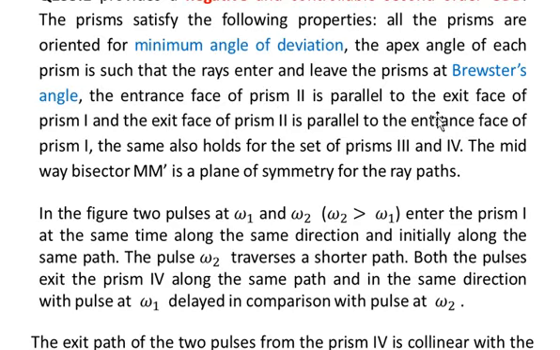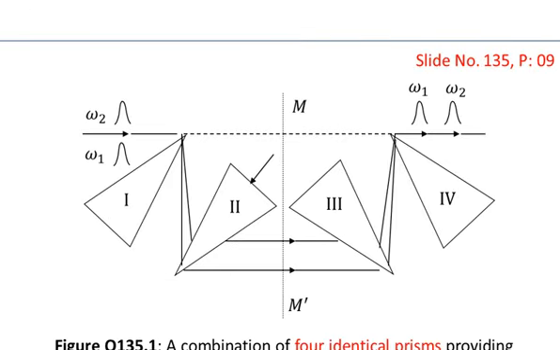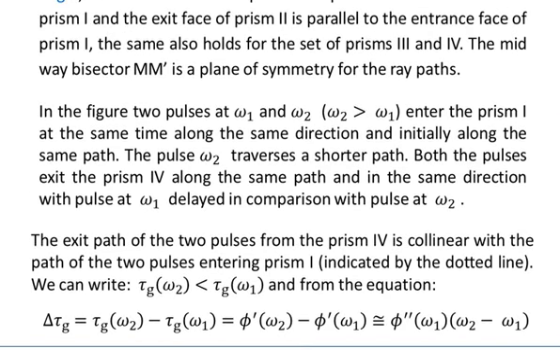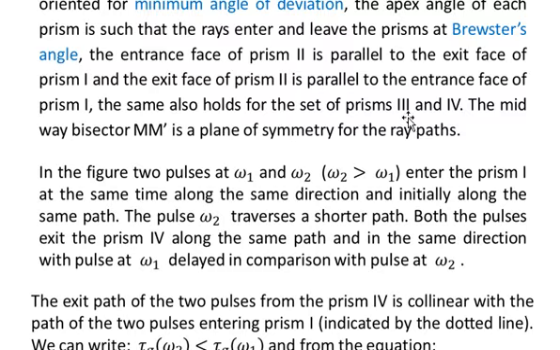The entrance phase of prism 2 is parallel to the exit phase of prism 1, and the exit phase of prism 2 is parallel to the entrance phase of prism 1. So the entrance phase of prism 1 and the exit phase of prism 2 are parallel, and the entrance phase of prism 2 and the exit phase of prism 1 are also parallel to each other. The same is also true for the set containing prism 3 and prism 4.